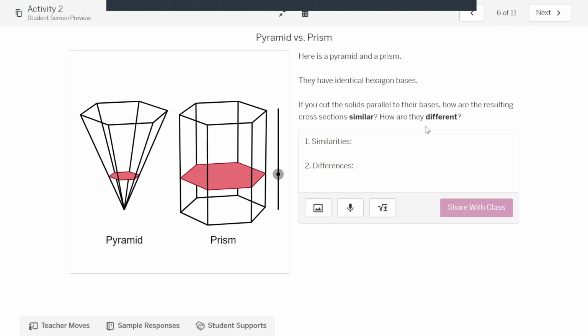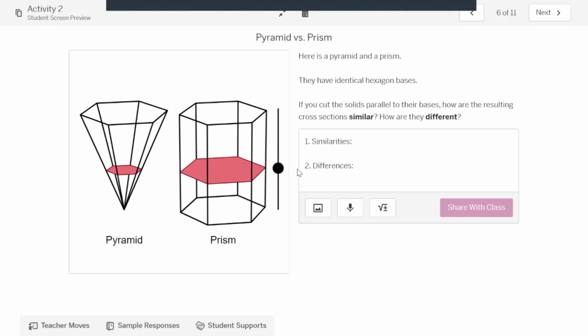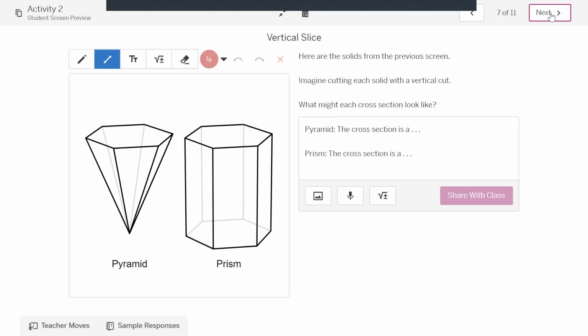All right. Wow. Up and down. Pyramid. Notice the prism, the shape stays the same. Pyramid, the shapes get smaller. The similarity is the base. The base of the pyramid and the base of the prism are the exact same. But as you go down, you see that the shape in the pyramid gets smaller and the prism stays the same. Those are differences and similarities. Okay.